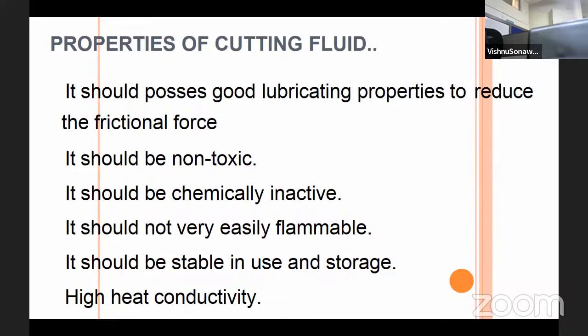This cutting fluid should reduce the frictional force between the workpiece and the cutting tool. It should be non-toxic, chemically inactive, non-flammable, stable in use and storage, and have high heat conductivity.